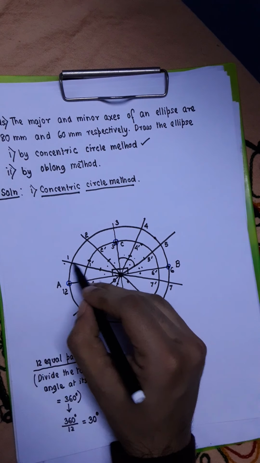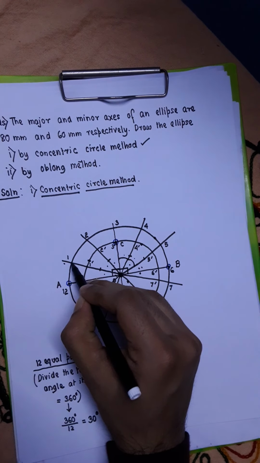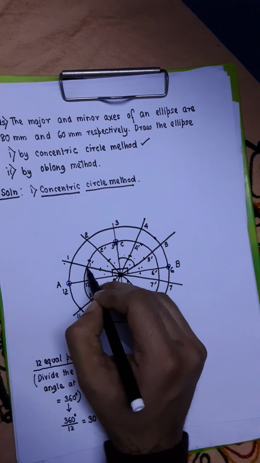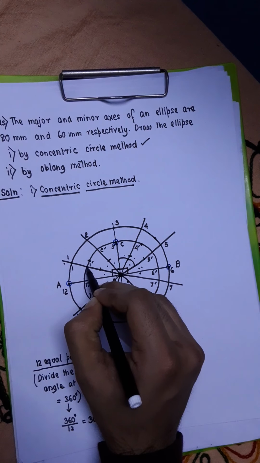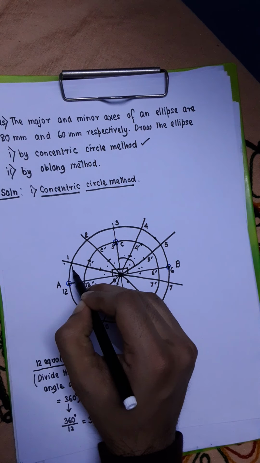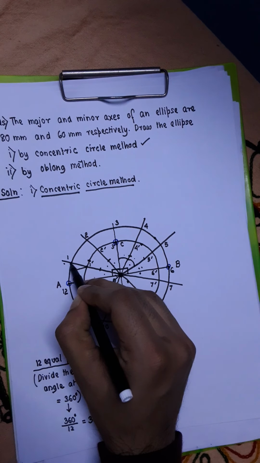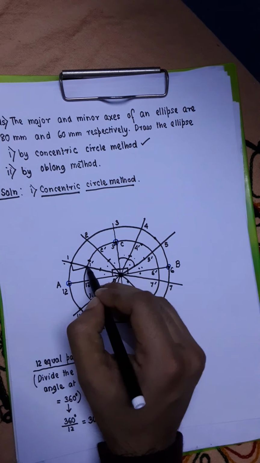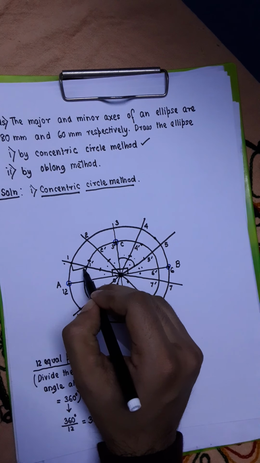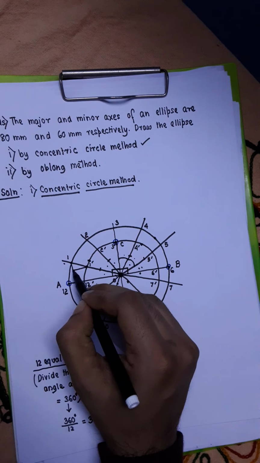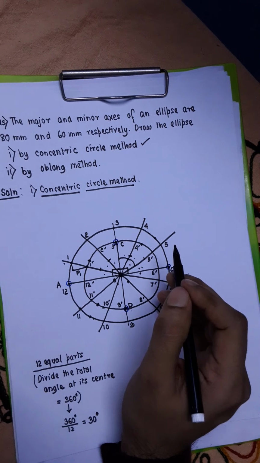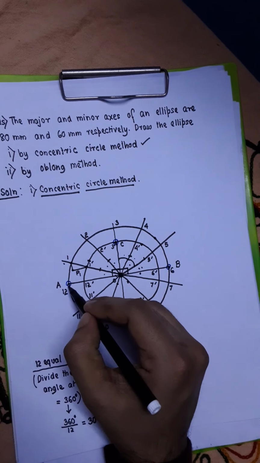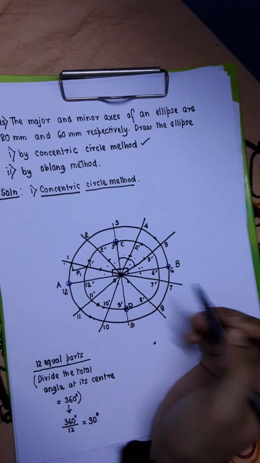Consider the point 1 and 1 dashed. From the point 1, you draw a line which is parallel to the minor axis, and from point 1 dashed you draw a line which is parallel to the major axis. So from 1 dashed you should draw a horizontal line. From point 1 you have drawn a line which is parallel to the minor axis, and from point 1 dashed you should draw a line which is parallel to the major axis, that is a horizontal line. Wherever they intersect, that point you call P1. This is one of the points that is going to lie on the ellipse, other than the two ends of the major axis and the two ends of the minor axis.